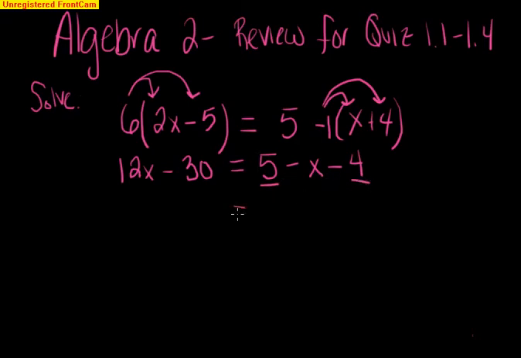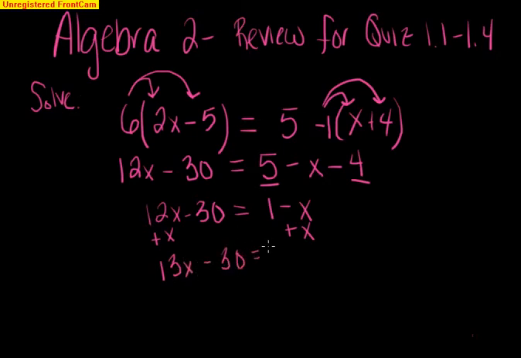Next thing I'm going to do is combine like terms. So I have a 5 and a negative 4. That gives me 1. Still not doing anything with a negative x. And now I'm down to a situation where I have x's on both sides, numbers on both sides. I want to get everything on its like side. So I'm going to move this x to the other side by adding it. I'm going to do the opposite operation. So I'm going to add x over here. That gives me 13x. On this side, I still have a 1. These x's cancel. And then I need to get the 30 to the other side by adding 30.